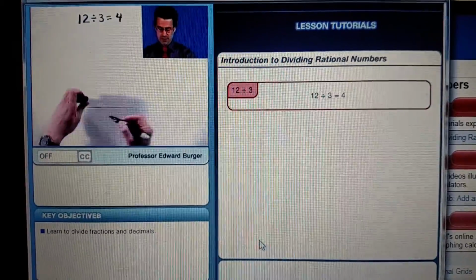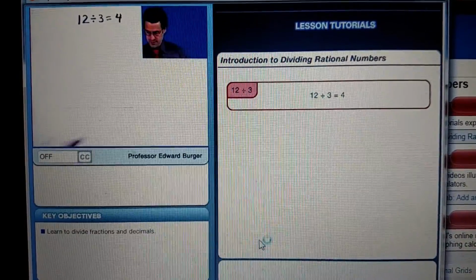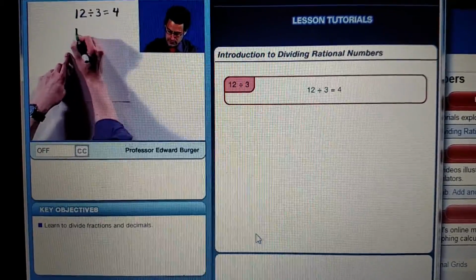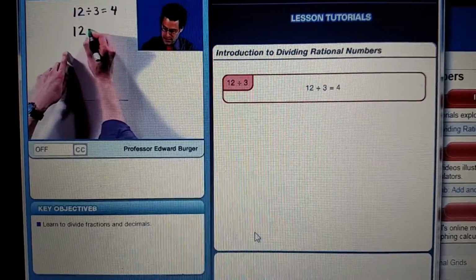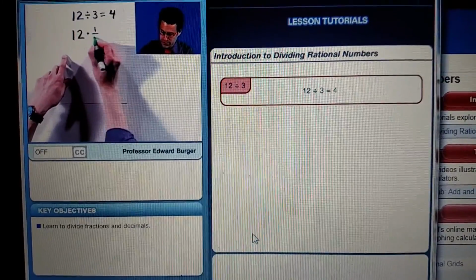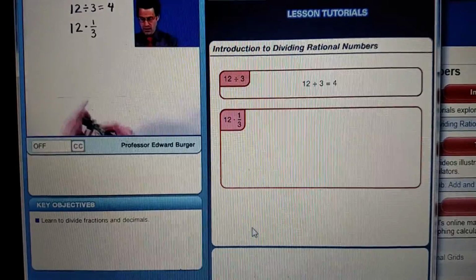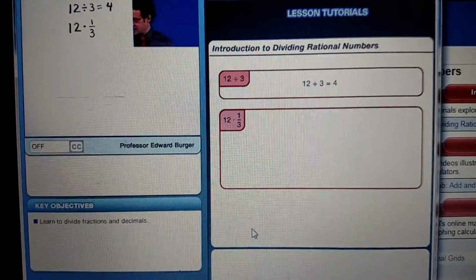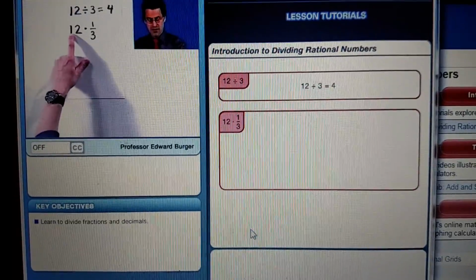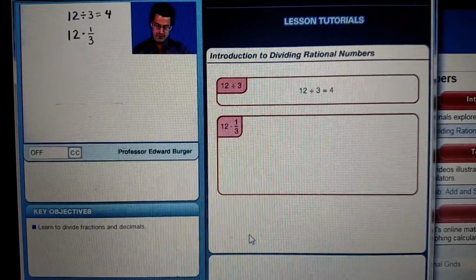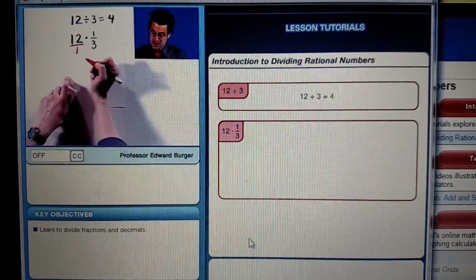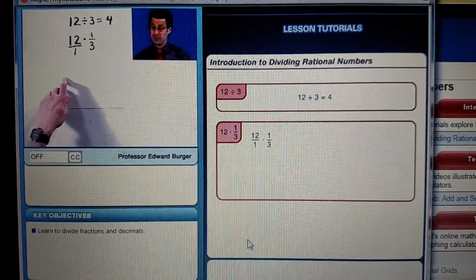Nothing really new there. But let me ask you a different question. What is 12 times 1/3? Well, how would you do this? We're multiplying fractions. This is actually viewed as a fraction if we want, because remember that every whole number is actually that whole number divided by 1. There's an invisible 1 in the denominator of every whole number.